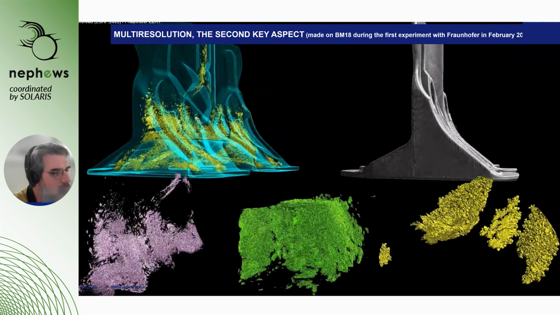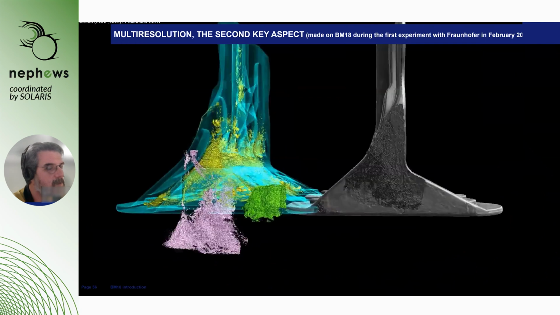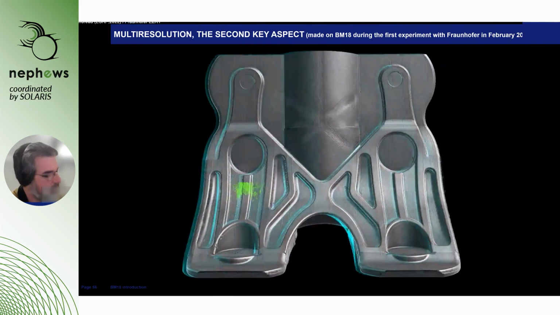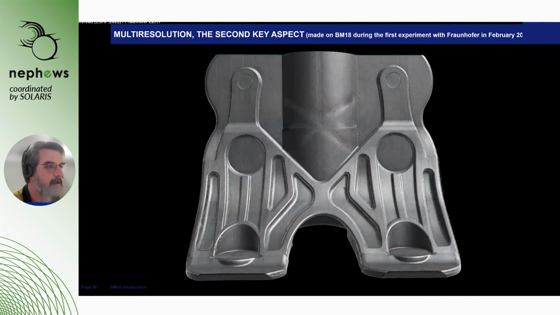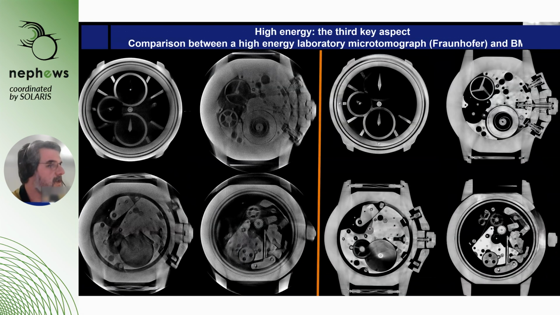We did that only 1 month after the start of the beamline. So today we did the same kind of experiment on a sample that is 2 meters. This one was only 5 centimeters. Then the third reason is the high energy. As I said, we can reach 330 kilo-electron volts of average energy.